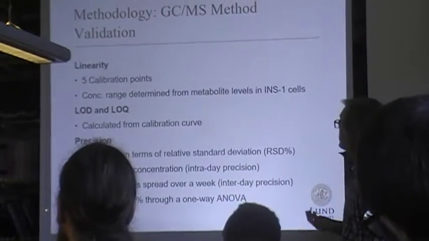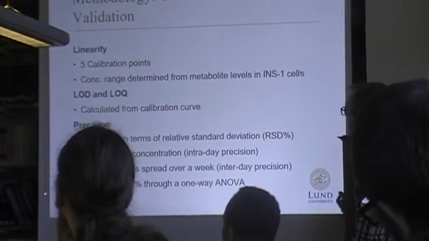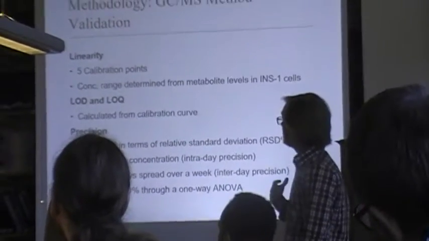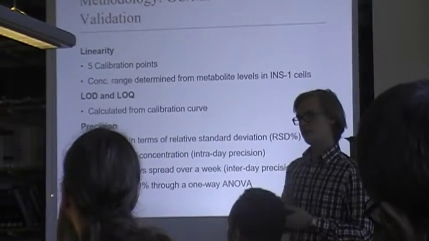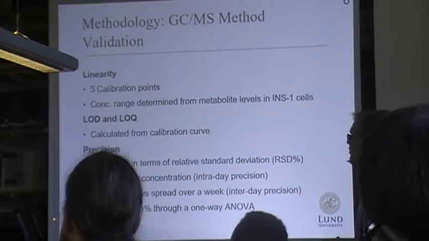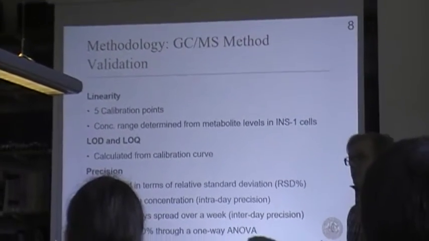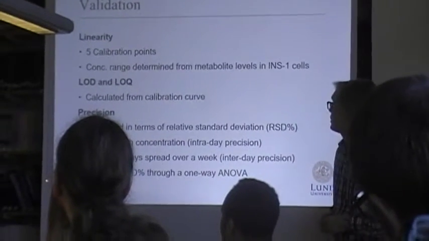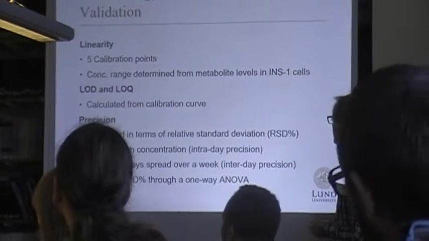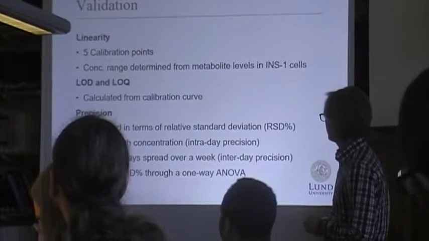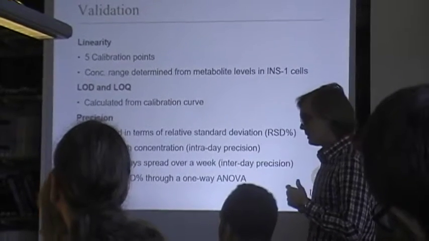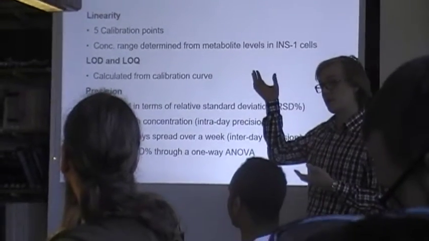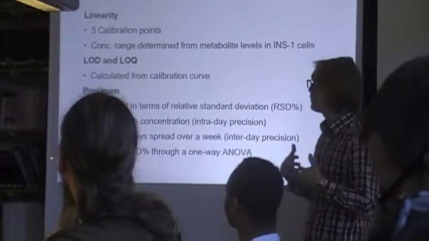Now, we can also take a look at how this GCMS method was validated. So for assessing linearity, a 5-point calibration curve was made for each one of my metabolites, and the chosen concentration range for each one of these calibration curves was based on some previous experiments in which I would try to assess the metabolite concentrations in INS1 cells. The calculated limit of detection and limit of quantification was based on the calibration curves, and when it comes to determining intraday precision, I would calculate the relative standard deviation at the lower end of my calibration curves and the higher end of my calibration curves, and then compare them through a one-way ANOVA.